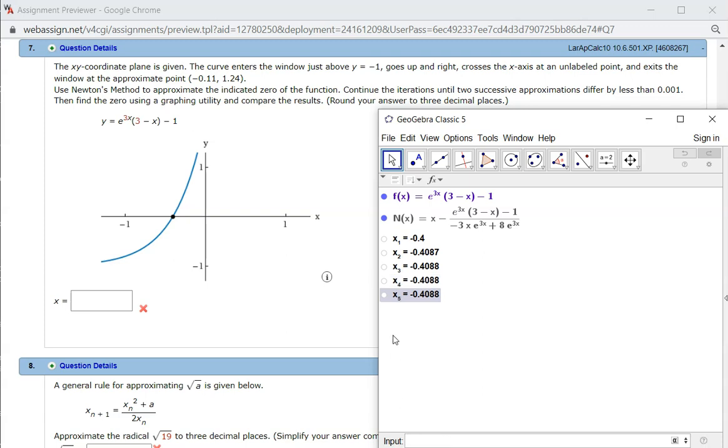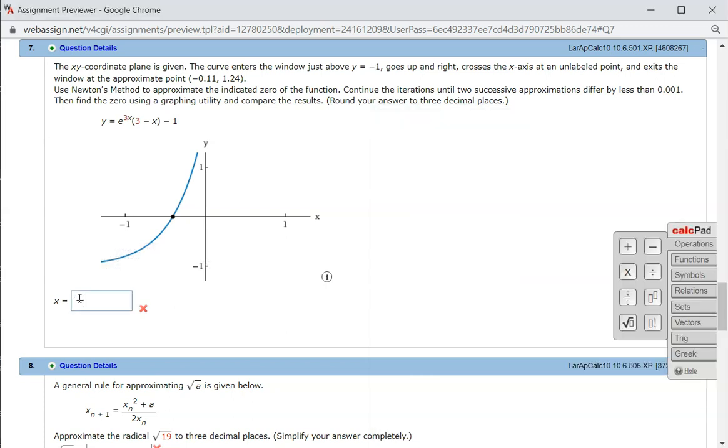All right, so it looks like the number is not changing, so it's going to be negative 0.4088. So I'm going to put negative 0.4088.